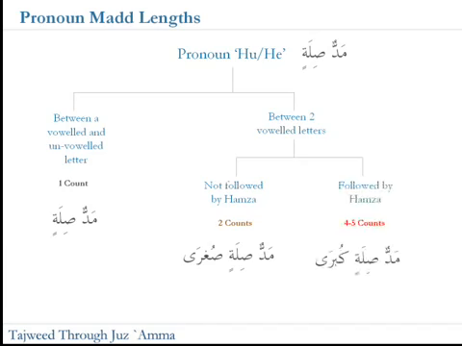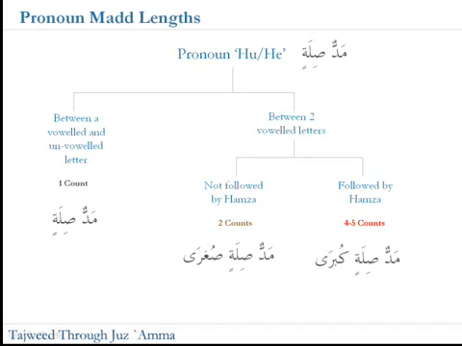If the who or the he, i.e. the pronoun, is between 2 voweled letters and the letter which follows the pronoun is a hamza, then the count goes to 4 or 5. So that's known as mad silah kubra. Okay, so that's the ruling.